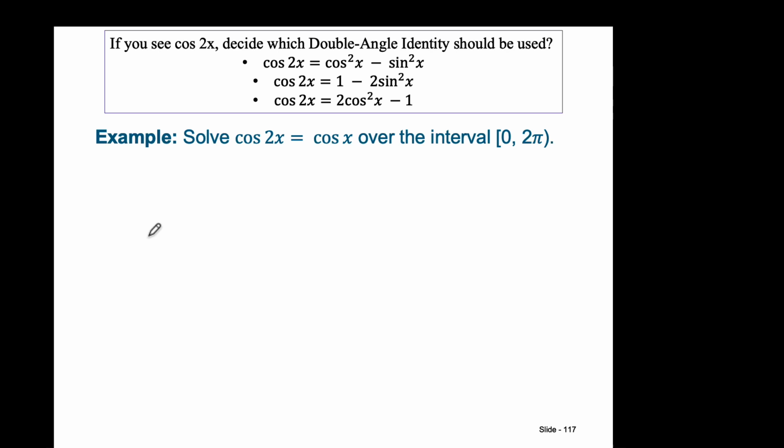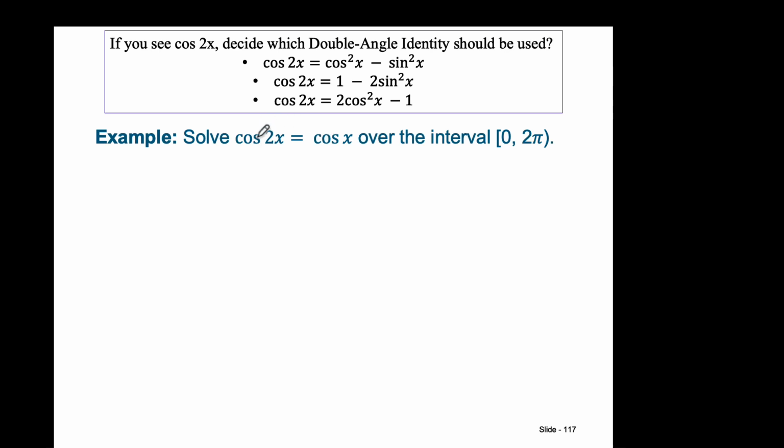In this next example, we're asked to solve cosine of 2x being equivalent to cosine of x over the interval 0 to 2 pi. Okay, just like the last couple, it would be really nice if we could just manipulate this equation and try to isolate cosine of x. But before we do that, it's not going to be quite as straightforward as just subtracting something from both sides of the equal sign or dividing both sides of the equal sign by something.